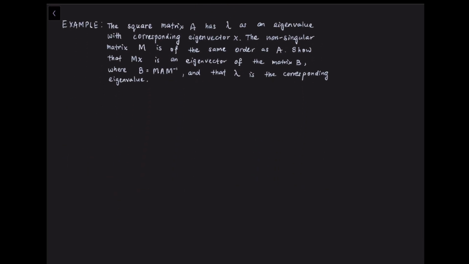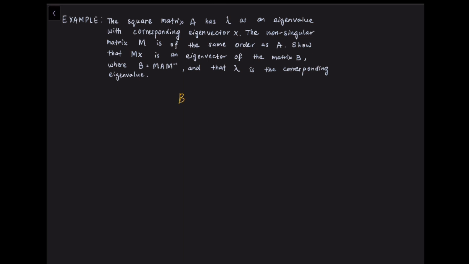Now, the square matrix A has lambda as an eigenvalue with corresponding eigenvector x. The non-singular matrix M is of the same order as A. Show that Mx is an eigenvector of the matrix B, where B equals M A M inverse, and that lambda is the corresponding eigenvalue. The strategy here is revealed by writing down the equation which needs to be proved, which is BMx equals lambda Mx.